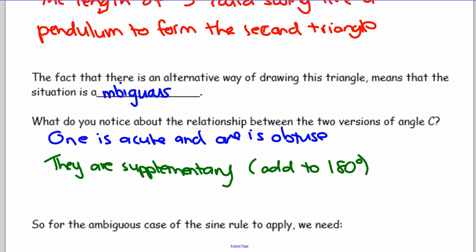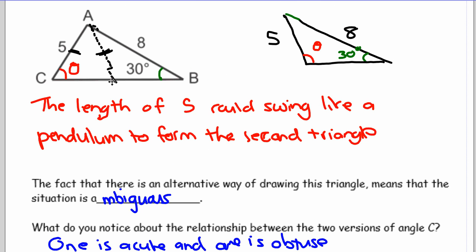So to find the two answers for your angles, you just use the sine rule as normal to find the unknown angle. Once you've got that, imagine it was 62 degrees, to find the other answer you subtract it from 180. So 180 minus 62. The sine rule will give you the acute answer, the answer for this version of the triangle. To find the other one, just do 180 minus that answer.